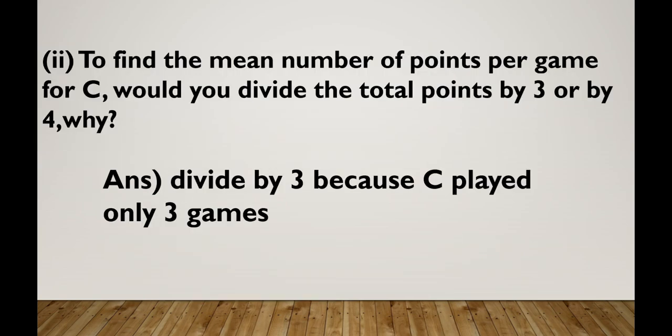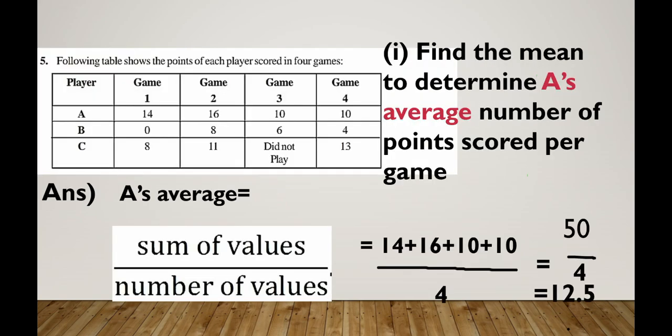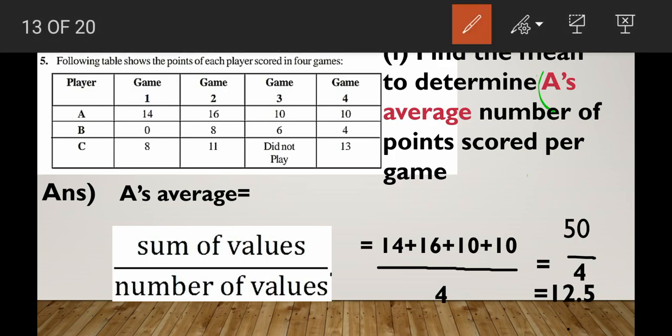So what you have to do is you have to find the average. Whose average you have to find? A's average you have to find. Again you have to write the formula. Average and mean both are same. What is the formula? Sum of values by number of values. What is sum of values? Sum of values means you have to add A's scores, A's values.